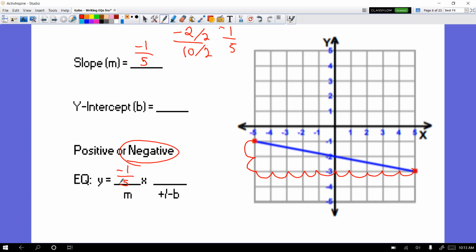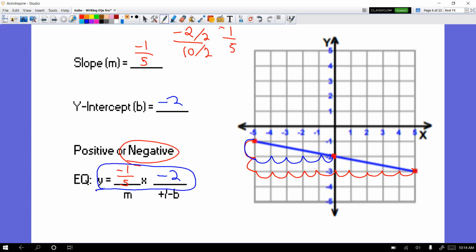Okay. And we can see it's crossing through at negative 2. And we can verify that by going 1 down and 5 over. 1 down, 1, 2, 3, 4, 5. Check. Okay. So negative 2. So there would be your equation: negative 1/5 x minus 2.